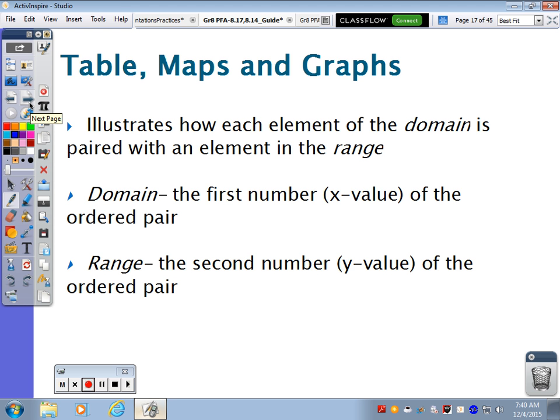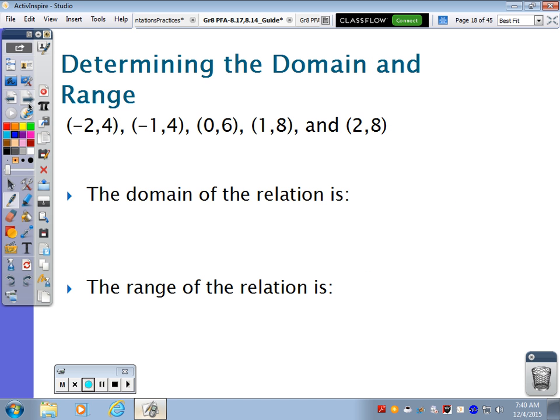So a domain is the first number or the x value of the ordered pair. Domain. The range is the second number, the y value of the ordered pair. So if I'm asking you for the domain of these ordered pairs, then you're going to pick out the first number in each ordered pair, and that is the domain. So it's pretty straightforward, but again, this is required vocabulary. You have to know what the domain is, you have to know what the range is.